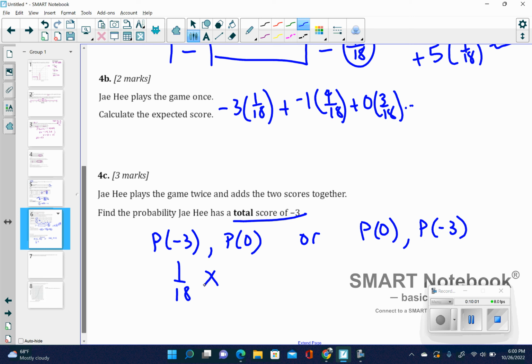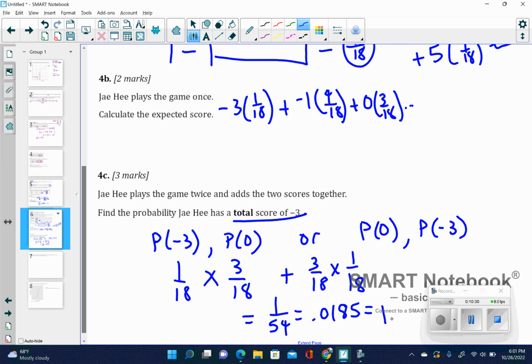The word "and" means to multiply. The probability of getting a 0 is 3 out of 18. The word "or" means to add. If you got the 0 first, that is 3 out of 18, and if you got the -3 second, that is times 1 over 18. When you plug this into the calculator, you're going to get 1 out of 54. You could also have gotten 0.0185, or 1.85%. Any of those answers would have worked.